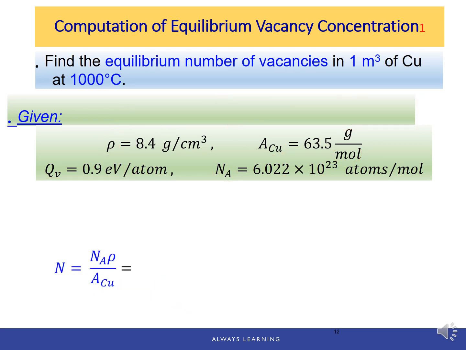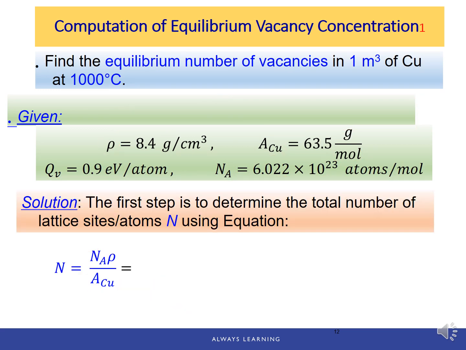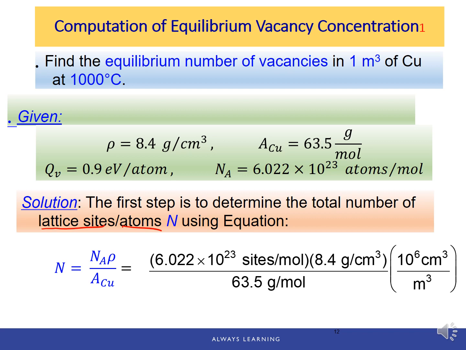Now we can write down the solution. The first step is to determine the total number of lattice sites or atoms. Sometimes when you check the textbook, it may say lattice sites, sometimes it may say atoms. Well, for a pure metal, this is the same thing: the number of atoms equals the number of lattice sites. And use this equation we just derived, N equals N_A times rho over A, and substitute the numbers with the correct units.